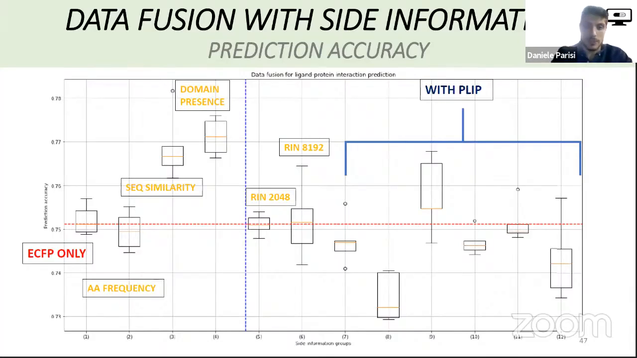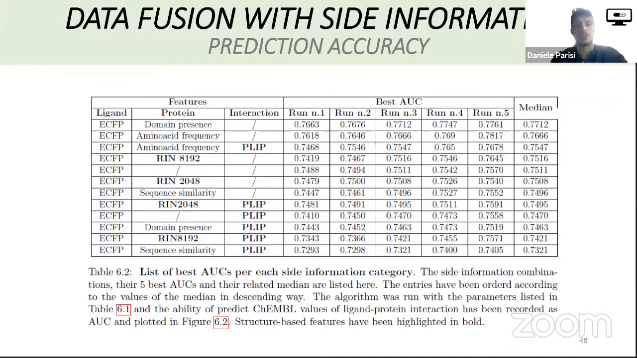And I can show you this in numbers. So this is the list of all the different configurations based on the side information used and the different accuracy values. And you can see that those are in order of accuracy from the most accurate to the least one. And you can see that the ones where PLIP has been used are at the very bottom. So it looks like using the interaction profile fingerprint and using this very big amount of structural data kind of makes things worse.